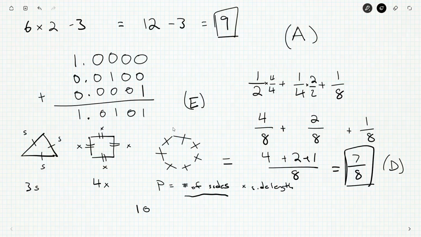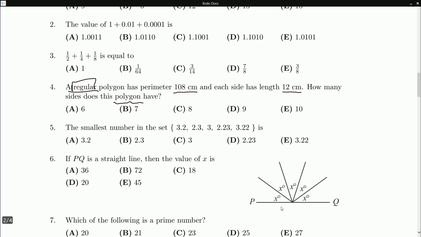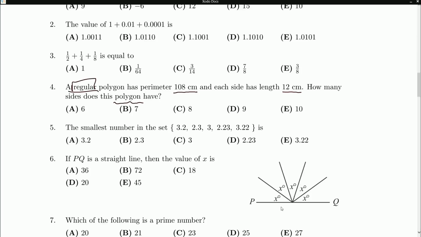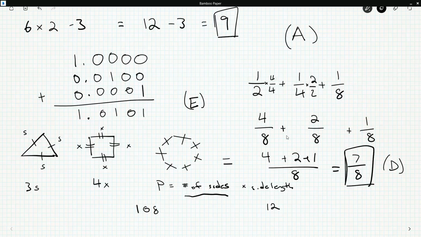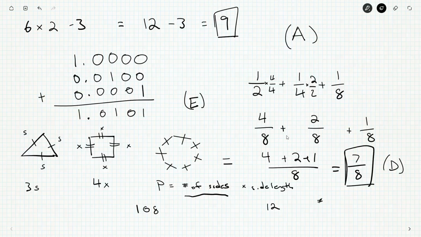Now, I know the perimeter is 108, and I know the side length is 12, and I'll just double check those numbers. 108, 12. Okay, so how many sides does this polygon have? I'll rearrange to solve for number of sides. So number of sides is the perimeter over side length. Just rearranging the equation, but that's 108 over 12, and that is 9. I will double check that on a calculator, but I'm fairly certain it's 9. Yep. So that would mean 9 is the number of sides.